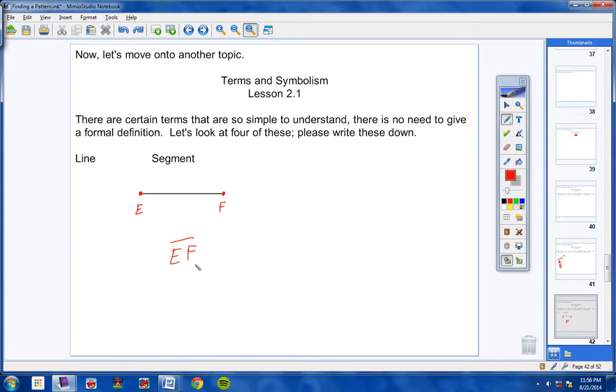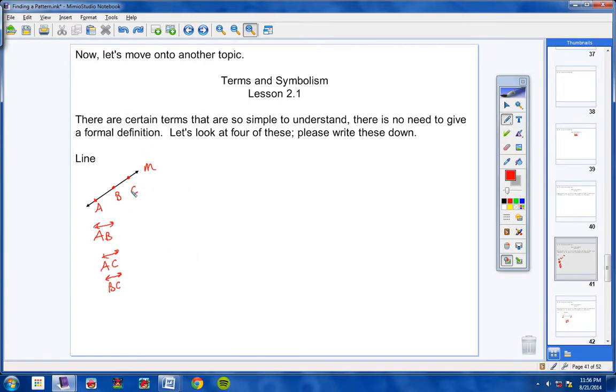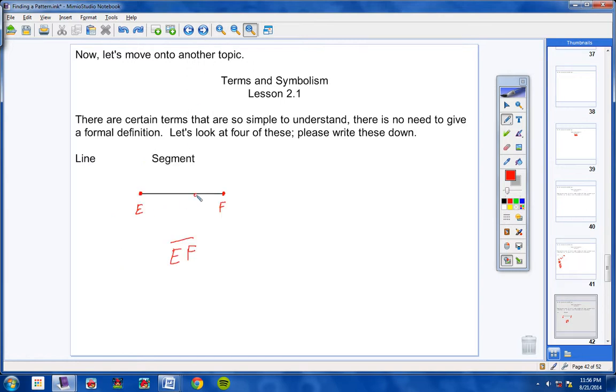Now, unlike a line, remember the last line we had A, B, and C, and we could call it line AB or AC or BC. Not so with a segment. If I had a G right here, and I put down segment EG, that's fine, but segment EG would mean only from here to here where G ends. Okay, so be really careful as you name your segments, okay? And this is how we're normally going to name segments, with two letters, the endpoints. Okay, so a line continues indefinitely in both directions, and a segment has endpoints on both ends.